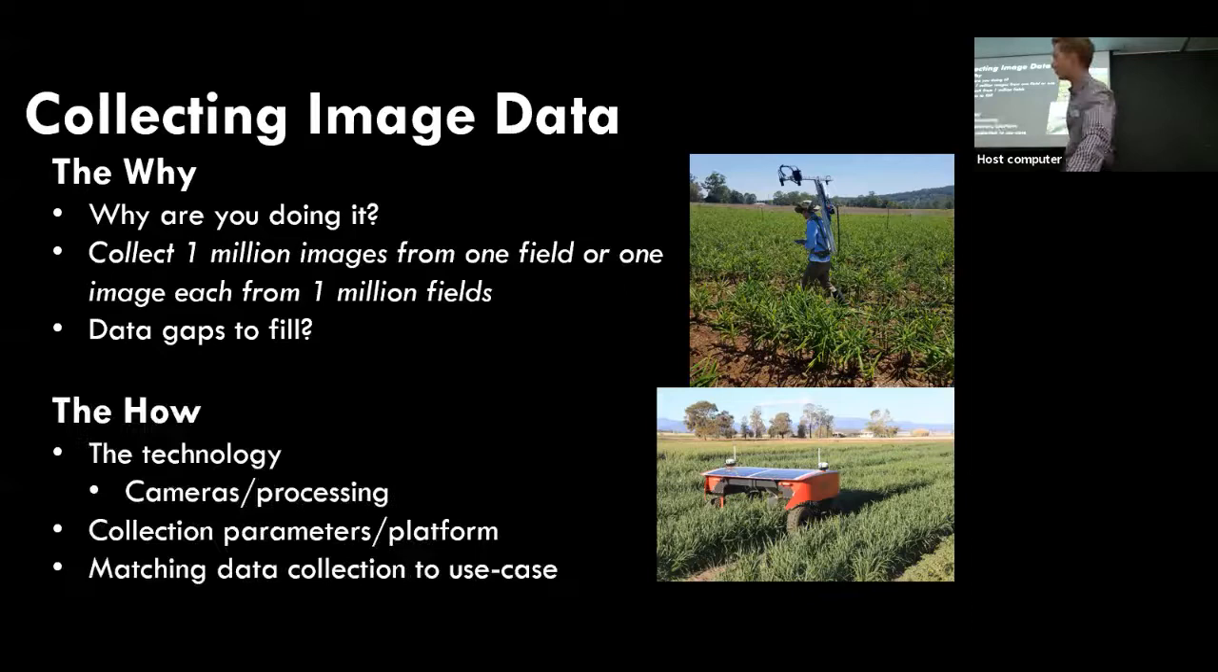Then also the weed control method. Obviously this sort of data collection method isn't going to be very relevant for inter-row cropping and weeding. And that helps work out how you're going to collect data. So the technology: the cameras and processing, image sizes, the collection parameters, so speed, angle, those sorts of things, color, lighting, artificial lighting or not, and also matching your data collection for the use case.